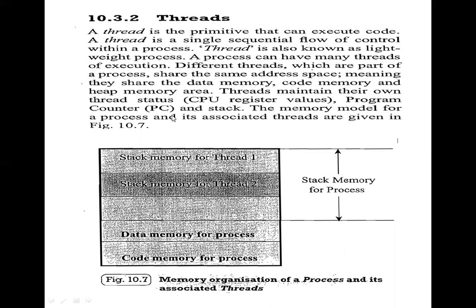The memory model for a process and its associated threads is shown in the figure below. Stack memory for thread 1, stack memory for thread 2, and so on. Means this is the stack memory for the process, then data memory for the process, then the code memory for the process. The memory organization of a process and its associated threads is shown in the figure. As we have already mentioned, threads have their own CPU register values, program counter, and stack.